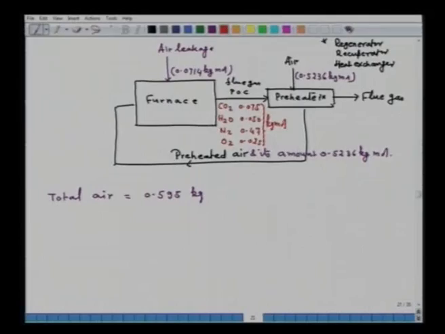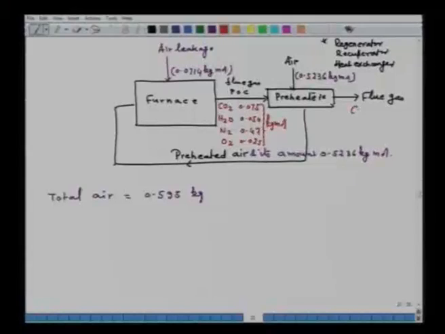Now, the same flue gas will be out because the moles are not consumed, only heat exchange is there. So, CO2 which is exiting will also be equal to 0.075, H2O is equal to 0.05, N2 is equal to 0.47 and O2 will be equal to 0.05. Mind you, they are all in kg moles. So, that is how the heat balance appears. Now, what can we do? We can calculate again the efficiency limit and so on.